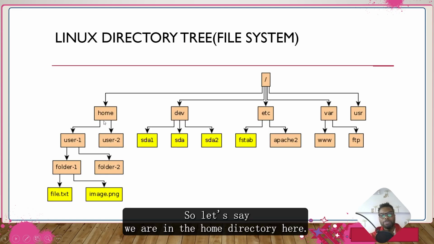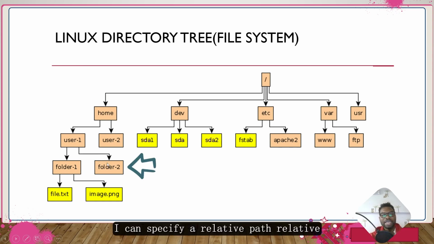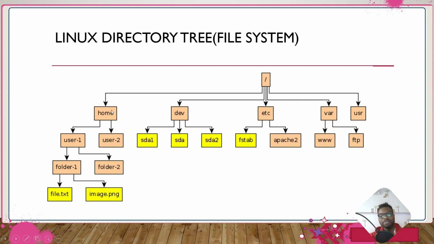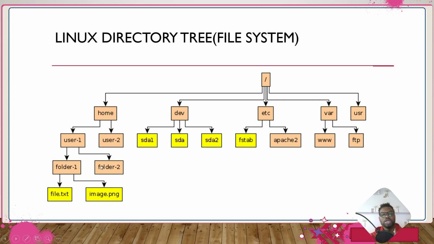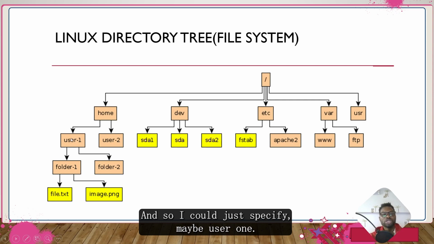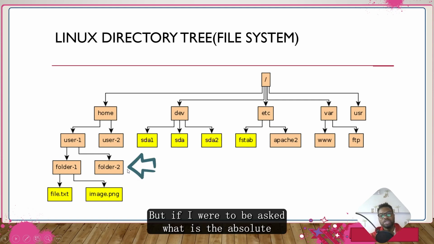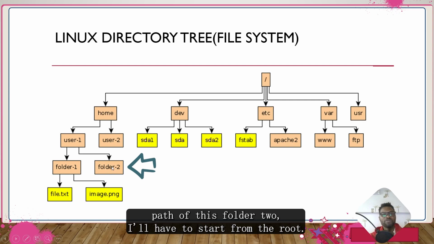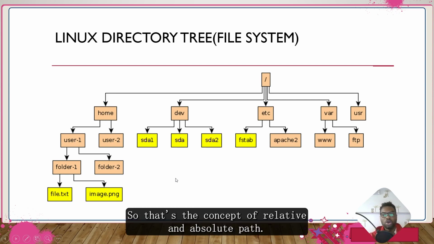Let's say we are in the home directory here. If I want to go to maybe this folder, I can specify a relative path. Relative means relative to where I am. So relative to this home directory, where is this folder? I could just specify user 1 and then folder 2, and I get to folder 2. But if I were asked what the absolute path of this folder 2 is, I'll have to start from the root. So I'll have to mention it's from the root, home, user 1 and folder 2. So that's the concept of relative and absolute paths.